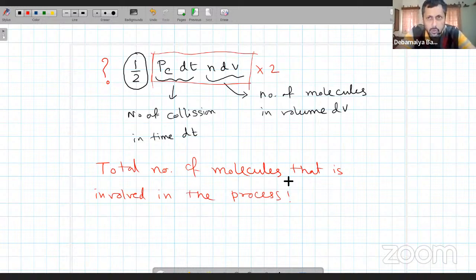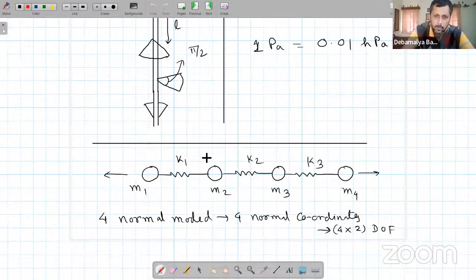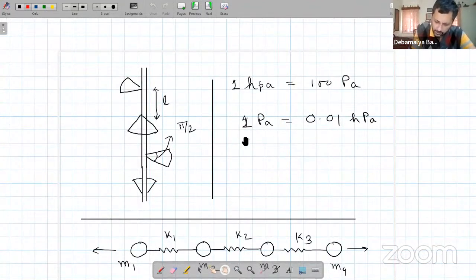1 hectopascal is 100 Pascal. So that is correct. Once again, where is it? Yeah, 1 hectopascal is 100 Pascal. This is correct. And 1 Pascal, in this case, has to be 0.01 hectopascal.